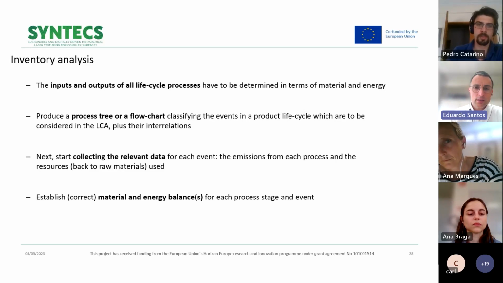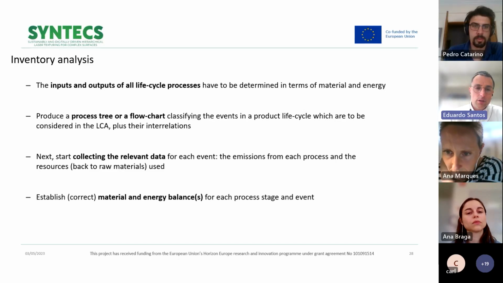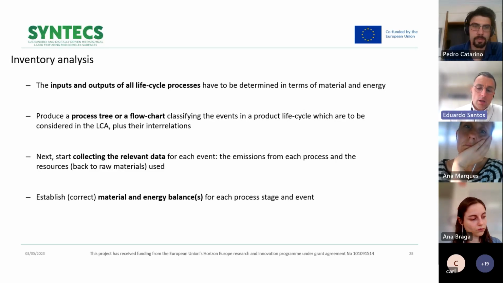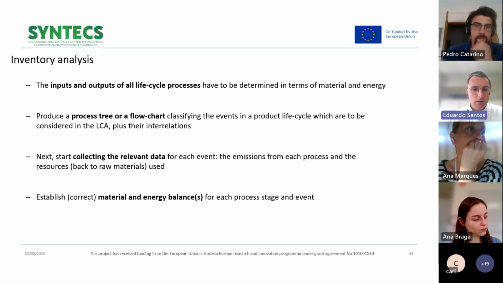So we start to collect data from each event, so emissions from each process and the resources used, coming from the initial raw materials. Also, we try, whenever necessary, to establish the correct material and energy balances for the process stages. So it will be very common that we have information for a given process, but that process is dedicated to our product, and it may also be dedicated in part to a different product. So it's good and very important that we have the correct material and energy balances to address specifically our product system.